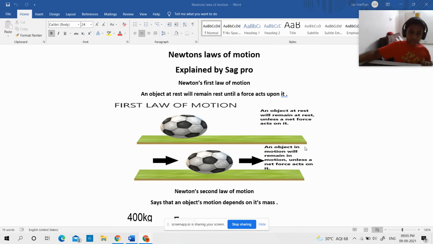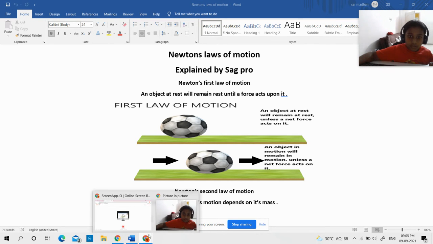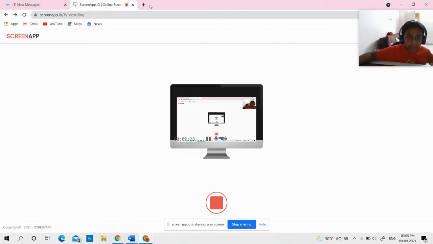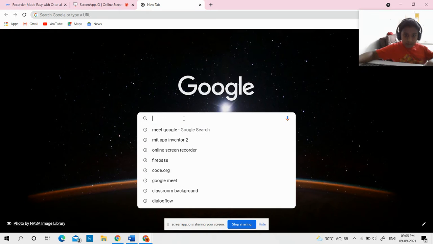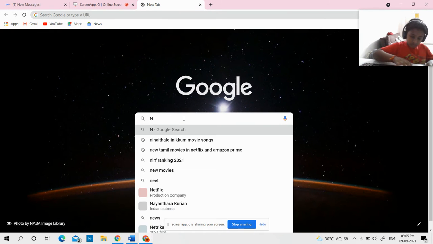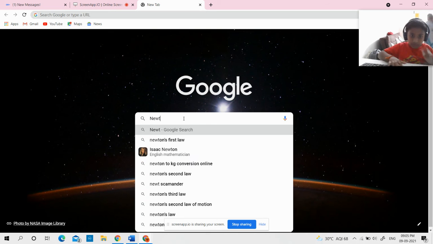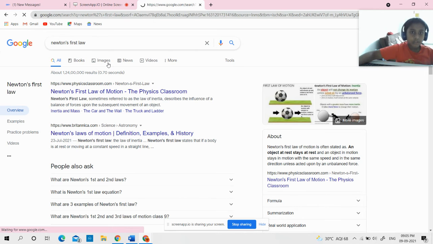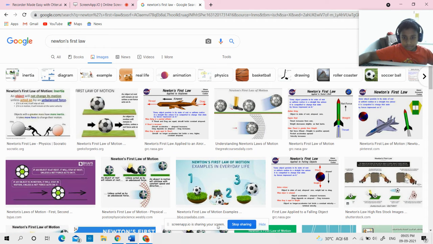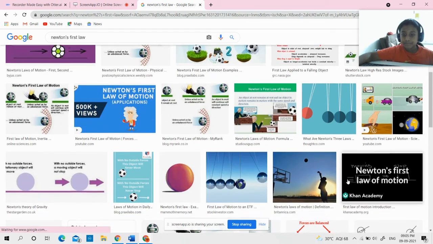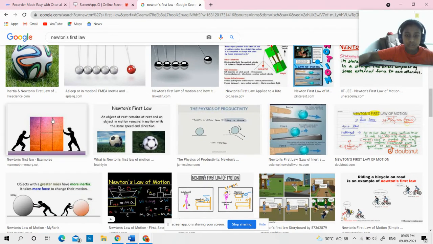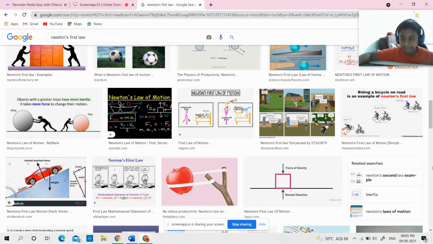And now we are going to see another example image for Newton's first law. So, these are the images for Newton's first law of motion.